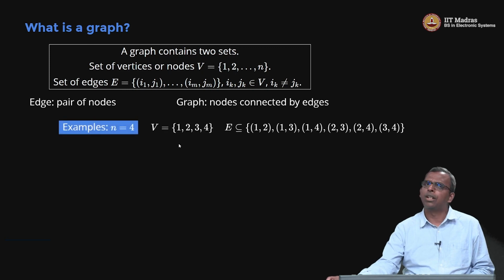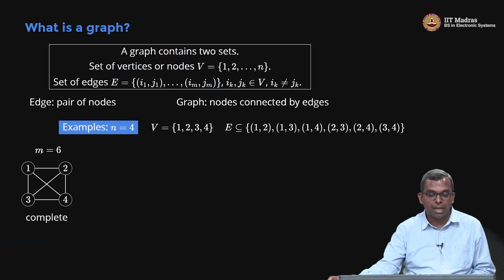Let me show you that with an example. I'm going to pick n equals 4. So my V becomes 1, 2, 3, 4. And my edges are basically one of 6 possibilities. An edge could be 1 comma 2, 1 comma 3, 1 comma 4, or 2 comma 3, 2 comma 4, or 3 comma 4. Any subset of this set can be my set of edges. I may have all of them, maybe none of them, 3 of them, 4 of them, like that. Let me show you a few examples.